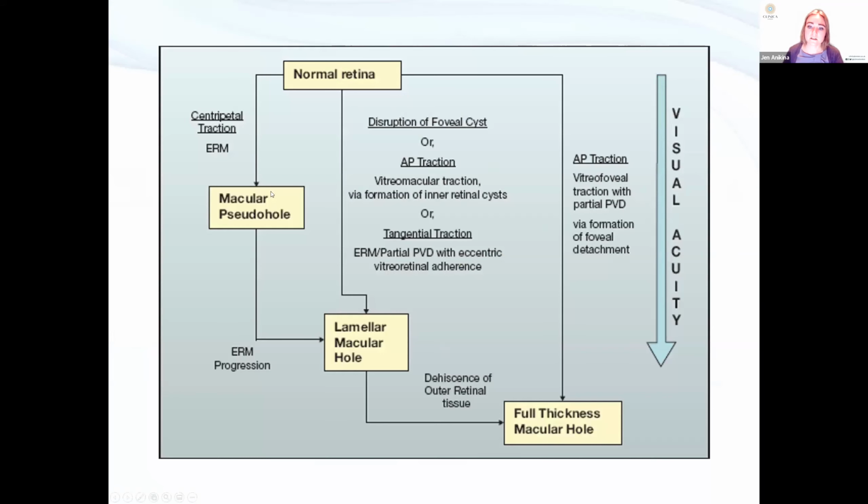All of these conditions are interrelated, remember. Normal retina can make a pseudohole, which can turn into a lamellar hole, which can turn into a full-thickness hole. But progressively fewer and fewer eyes complete this pathway. A lot of them stay at these earlier stages, and it's proportionally a small proportion that progress.